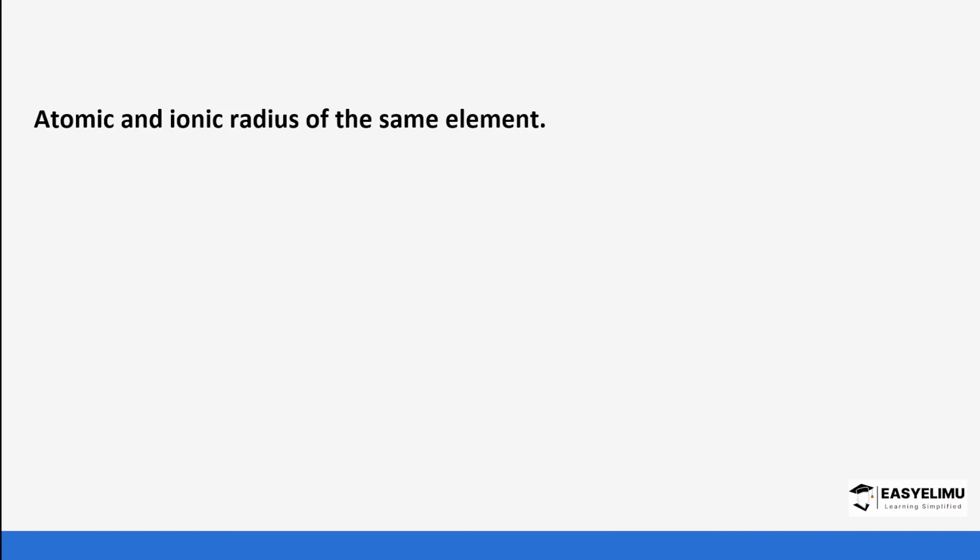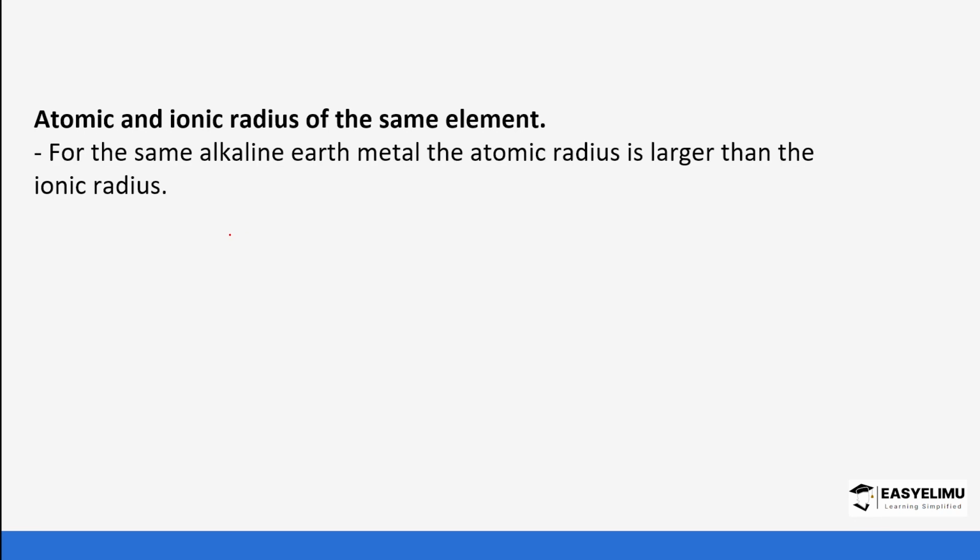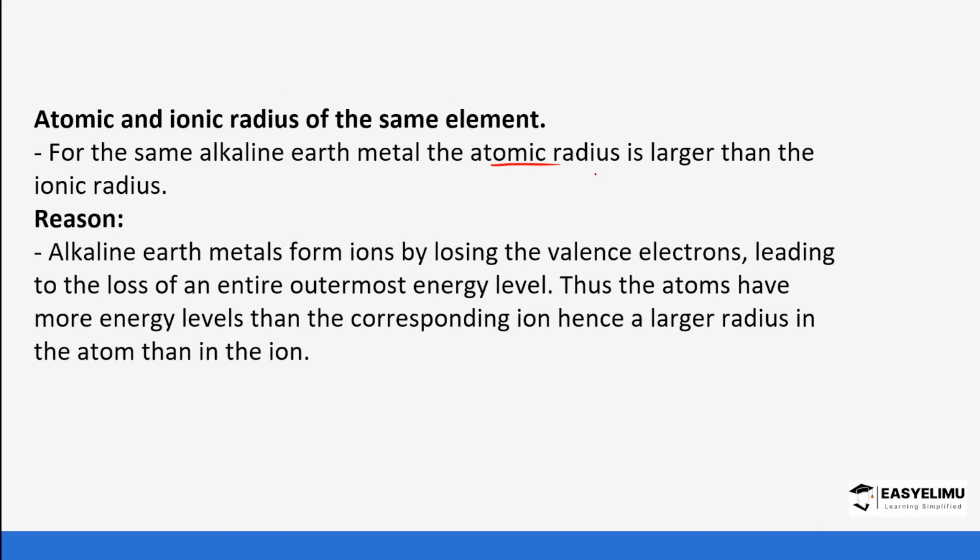Next, you look at the atomic and ionic radius of the same element. If you were to compare the sizes between the atomic radius and the ionic radius of the same element, you notice that the atomic radius will always be larger than the ionic radius.